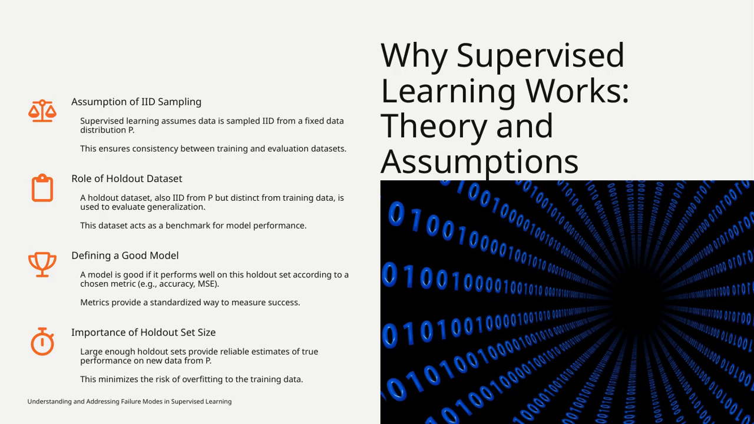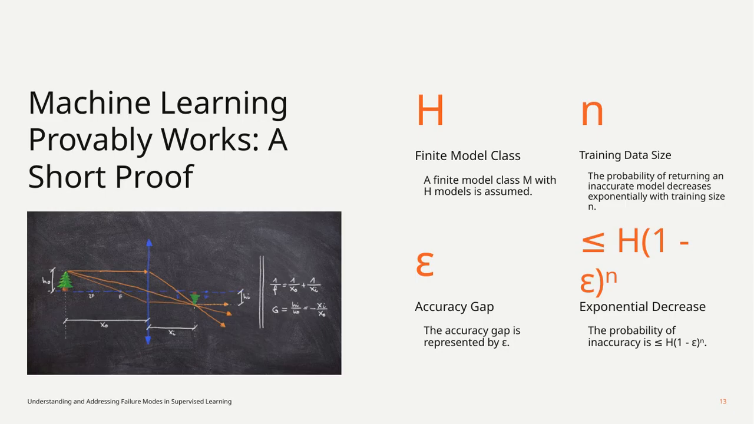Finally, the size of the holdout set matters a lot. If it's large enough, it gives us a reliable estimate of how our model will perform on new data from the same distribution P. This reduces the risk of overfitting, where our model might perform well on training data but poorly elsewhere. All these points tie back into why supervised learning works. The core assumptions about data sampling and evaluation are what allow us to build models that generalize and perform reliably in real-world applications.